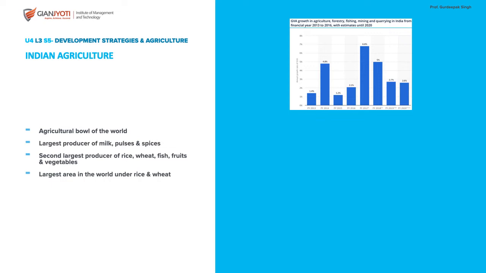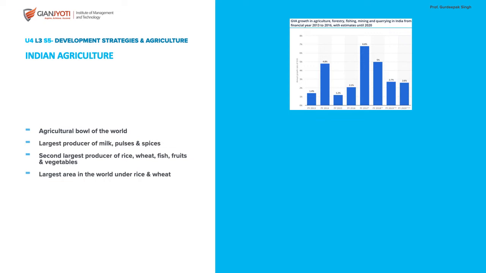The largest producer of milk, as you know, is India, as well as pulses and spices. India is also the second largest producer of rice, wheat, fish, fruits, and vegetables. And India has the largest area in the world under rice and wheat. So, with these facts and with agriculture as our main focus, let us look at where we stand today.